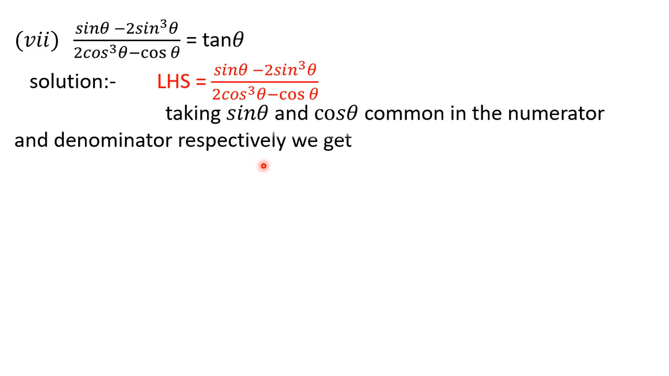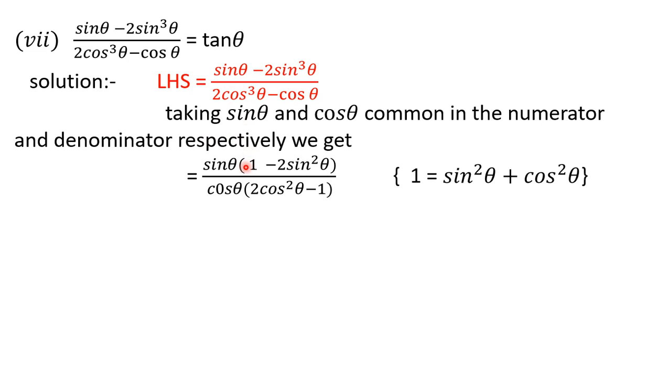So we get sin theta multiplied by 1 minus 2 sin square theta, as sin theta is common in sin cube theta, so the remaining power is 2 inside the bracket. Similarly, in the denominator, cos theta is common, so we get 2 cos square theta minus 1. Now we can write this 1 as sine square theta plus cos square theta. So in place of 1, we write sine square theta plus cos square theta.